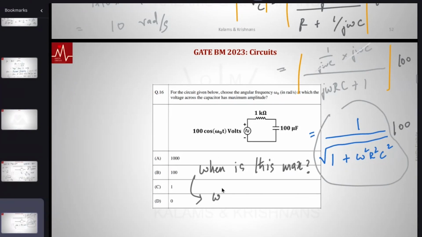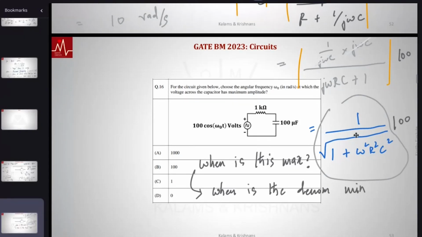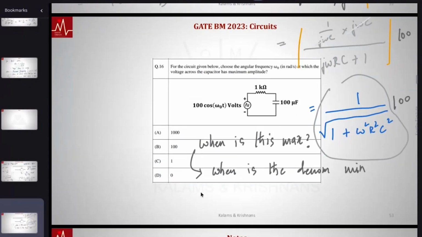Equivalently, when is the denominator minimum? At what frequency is the denominator minimum? This says the denominator will be a minimum when omega is 0. That happens when omega is 0. So your answer by solving here is D, 0.